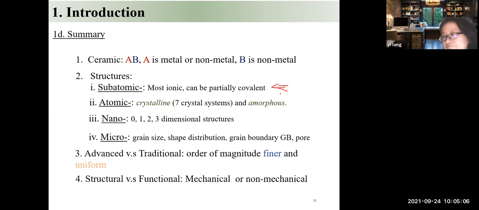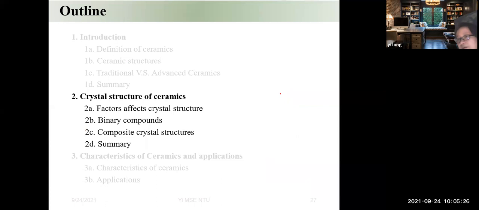Okay, so now you can write down, or if you don't have time, maybe you can screen print. Anyway, I'm going to give you a review before the quiz. So all these things I'm going to give you again. No worry. Okay, screen print. So I move on now.